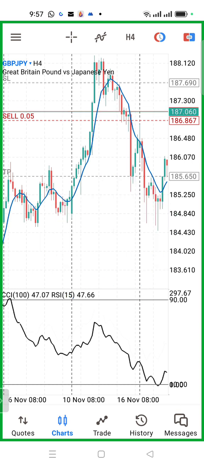Go ahead. What is the setting of the moving average that we are using? Come again. What is the setting of the moving average we are using? No, don't worry. We are coming to settings. I'm going to show you all of that. That's why I said I'm giving you this strategy. So I'm showing you how to use it first before giving you the settings.